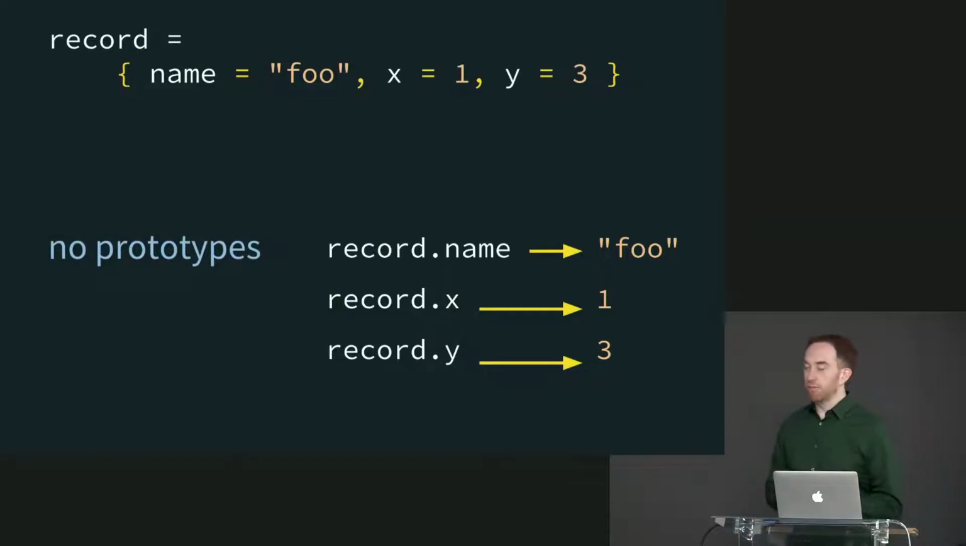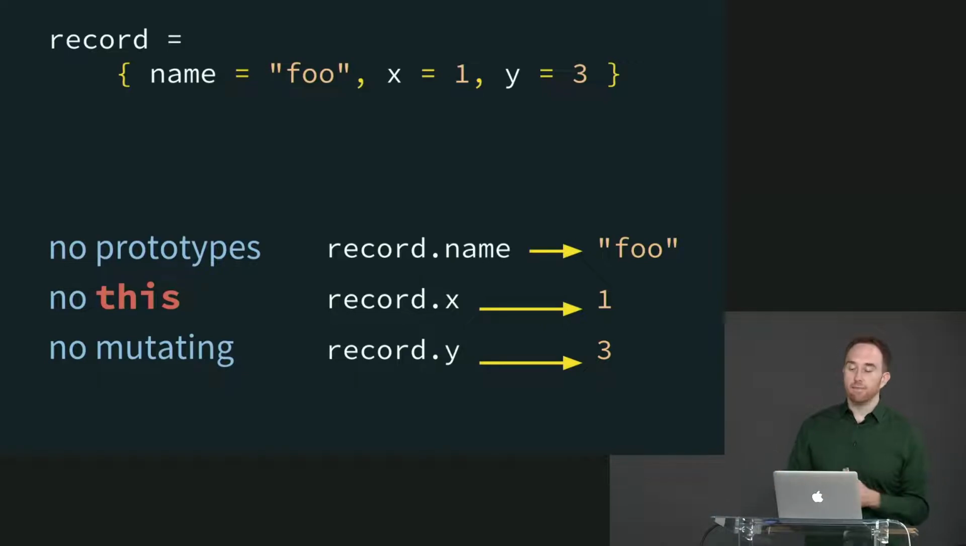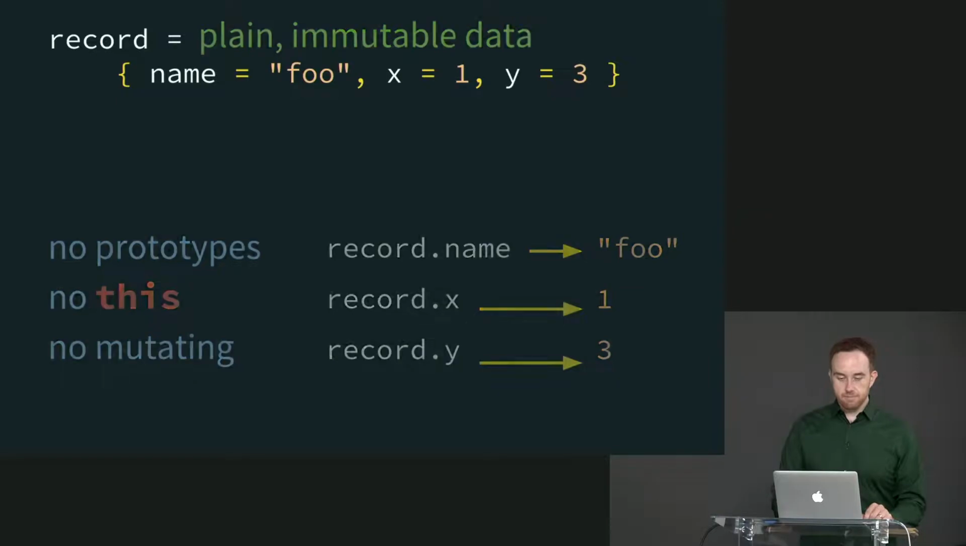Some differences between Elm records and JavaScript objects. Records do not have prototypes. They also don't have this. And they also don't have any mutation. So they're pretty bland in terms of feature set. Really, all they do is hold on to data in an immutable way. So you can read stuff off of there, you can instantiate one, and that's pretty much all you can do with a record. So basically, records are plain, immutable data.